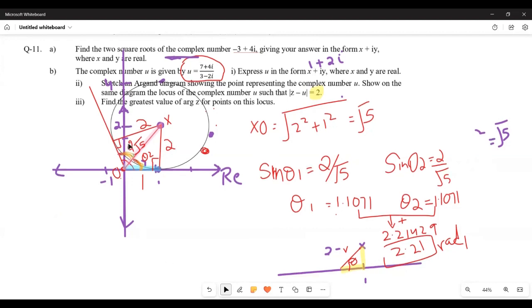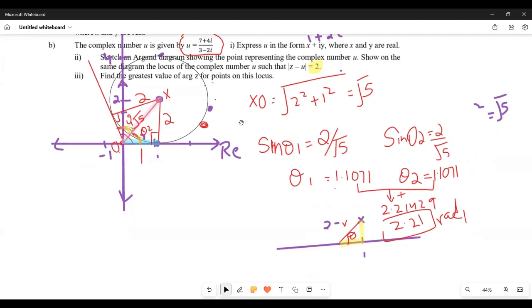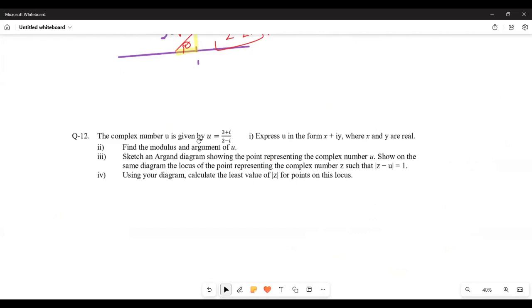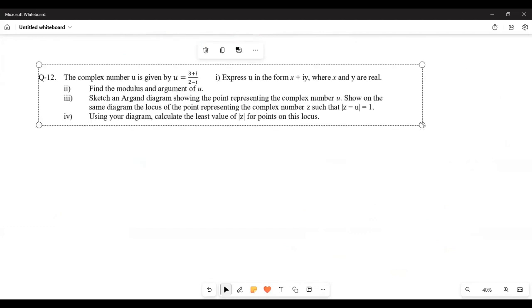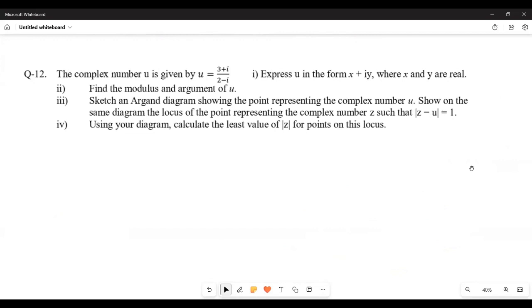Okay. So I would recommend redo this question at home, especially the last part, जिसमें argument diagram बनानी है और maximum value of argument of C find करना है, because you will see lots of questions like this in the past papers. So make sure you've completely understood this concept while we're at this chapter.